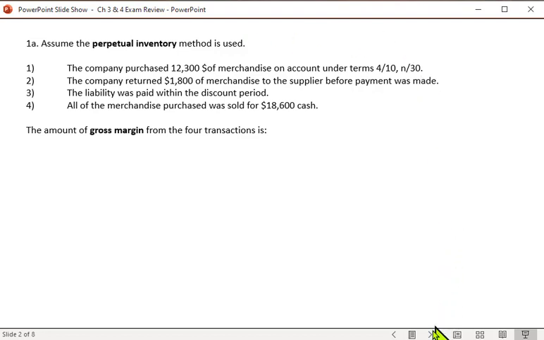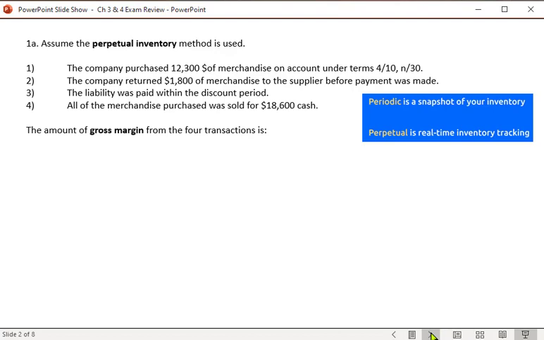So let's go on with these transactions. And again, perpetual inventory is real-time inventory tracking, whereas periodic inventory, you only know what your inventory is whenever you take an inventory at the end of each month usually. But we're dealing with perpetual inventory.